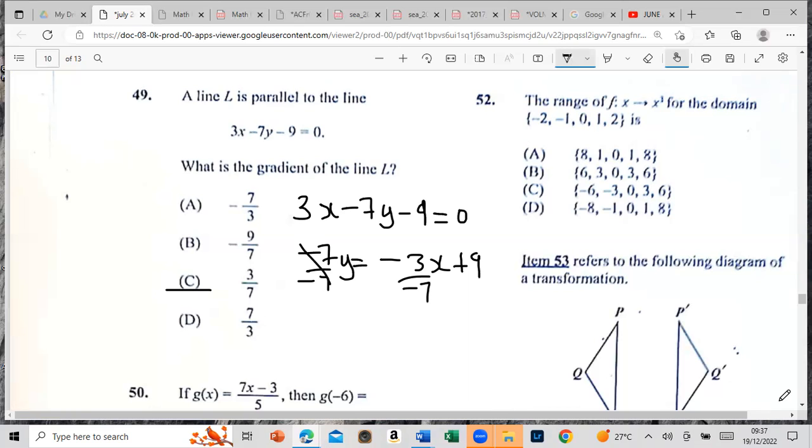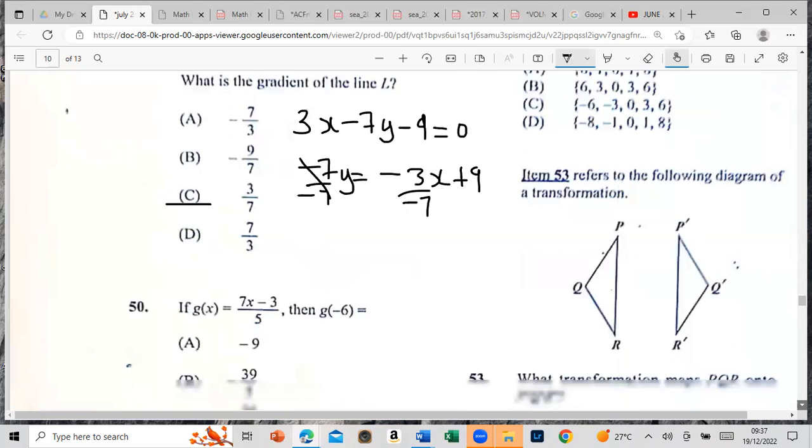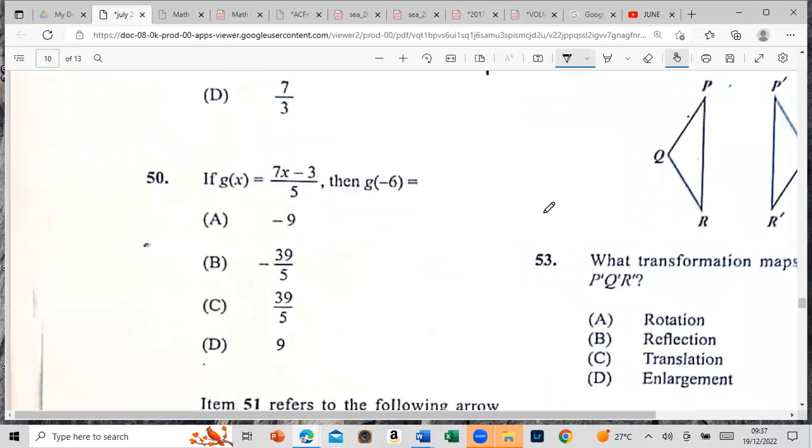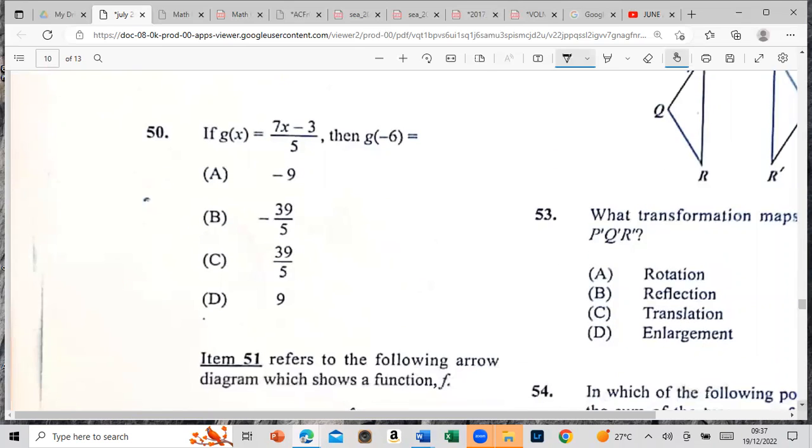Alright, let's move on to 50. Hit the like button if you have not done so. Question 50 says if g of x is equal to (7x minus 3) divided by 5, then what is g of negative 6? So that's a function, and all we have to do, guys, is just figure out what we get when you plug in the value.